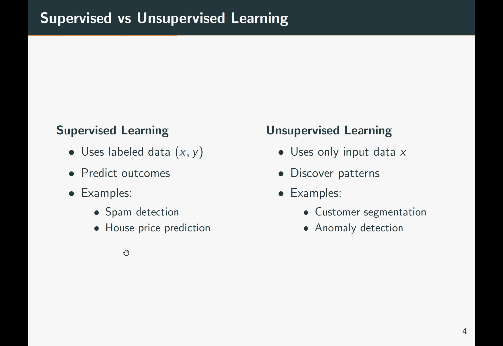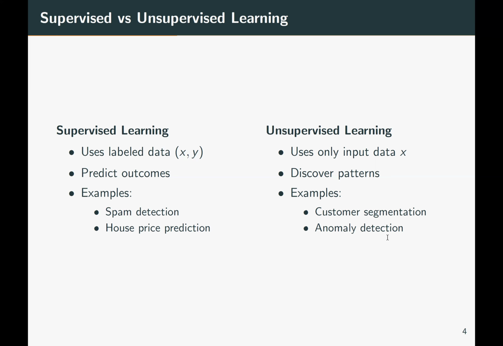Examples of supervised learning are things like detecting if a particular message is spam or not. Spam detection falls under classification, and house price prediction falls under regression, because supervised learning is basically categorized into classification and regression algorithms. For unsupervised learning, you can have things like customer segmentation, anomaly detection, clustering, dimensionality reduction, and things like that. We're going to get there.